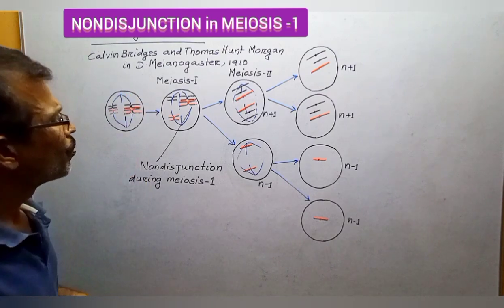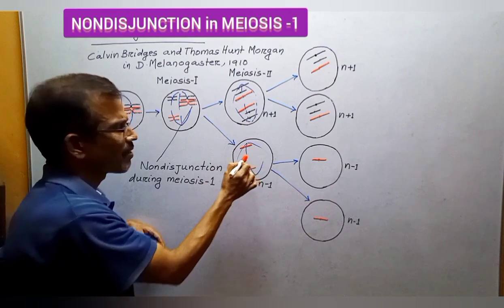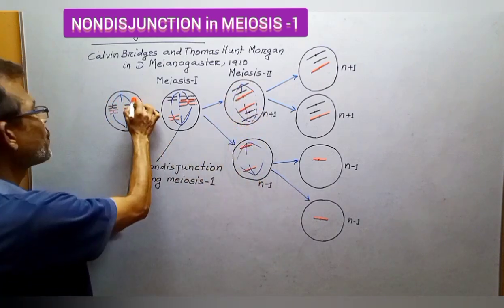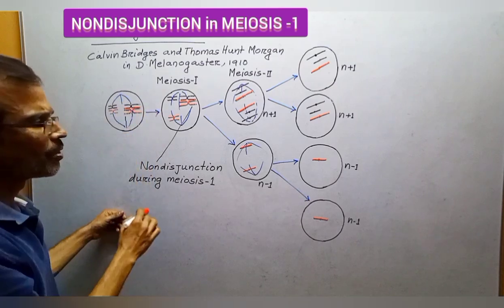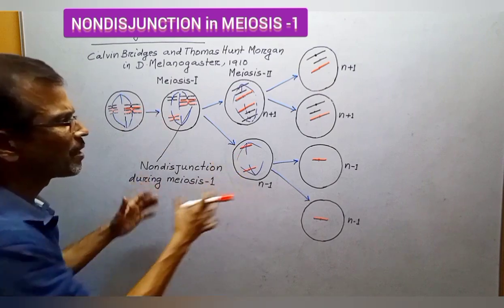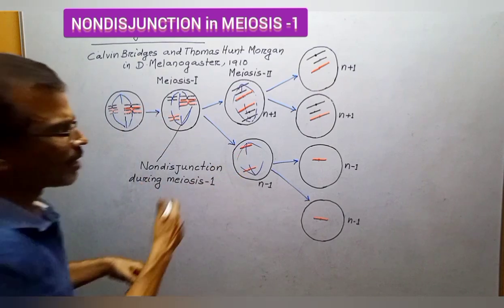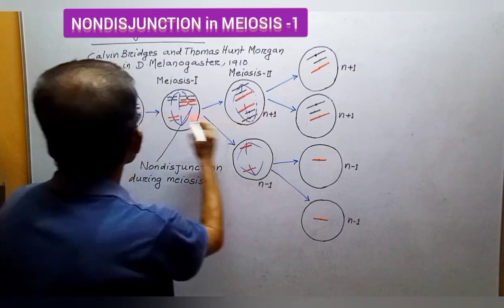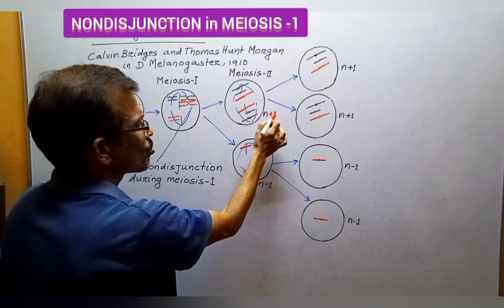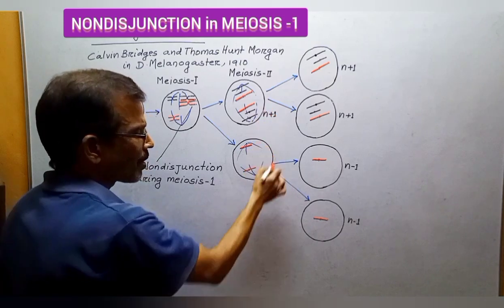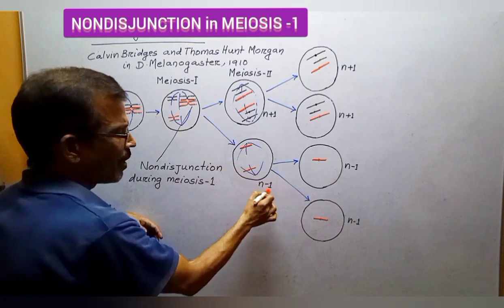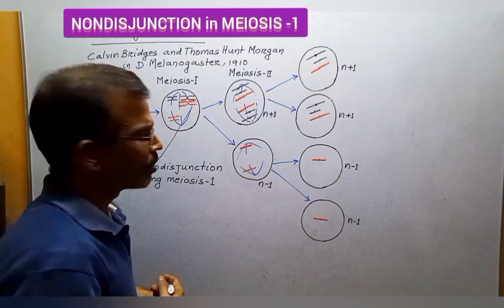Because of this, when two daughter cells are formed, only one daughter cell will have this pair of homologous chromosomes, whereas in the other daughter cell, this pair will be completely absent. The daughter cell which has this pair of homologous chromosomes will have n+1 chromosomes, and the other daughter cell from which this pair is missing will have n-1 chromosomes.